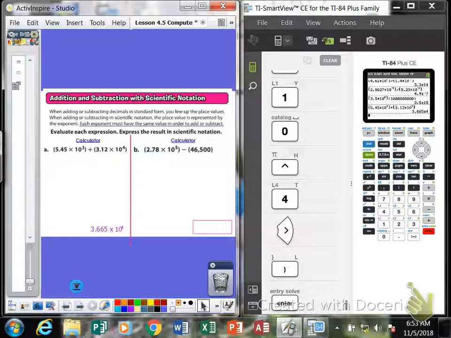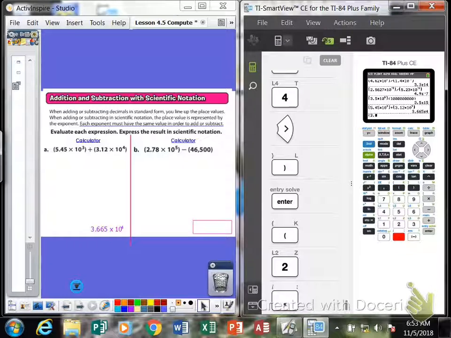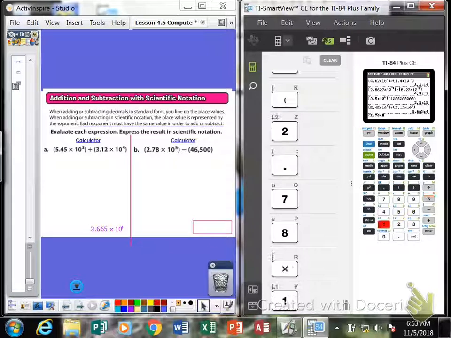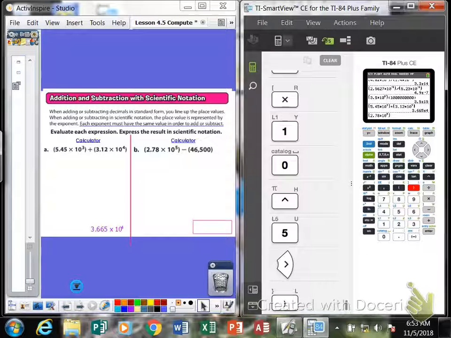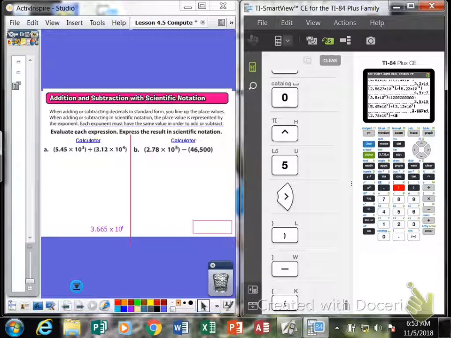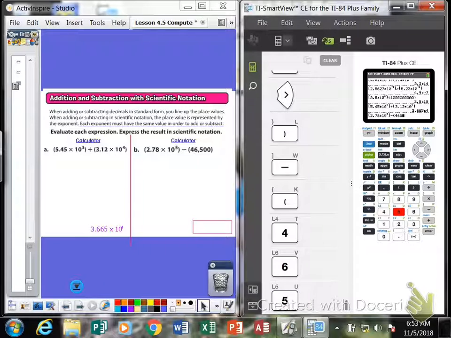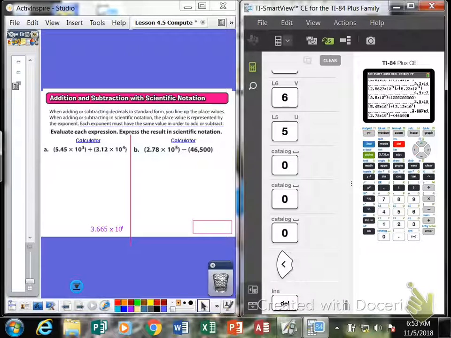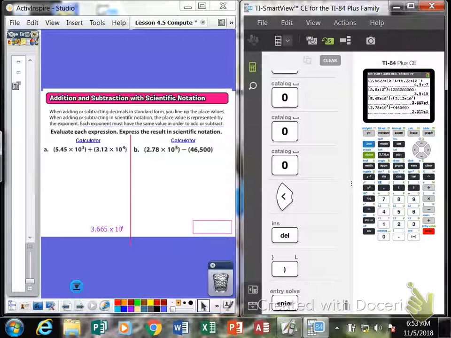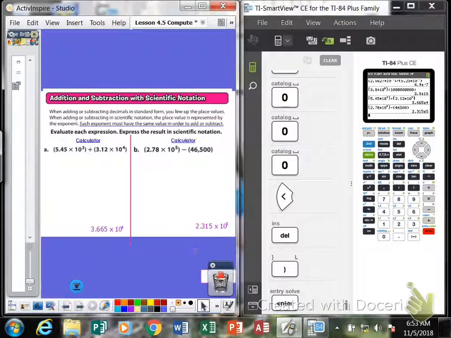And then for part B, parenthesis 2.78 times 10 to the 5th, arrow out, close the parenthesis, minus parenthesis 465,000, nope, go back, only 2 zeros, close the parenthesis and hit enter. 2.315 E5, which is the same as 2.315 times 10 to the 5th.